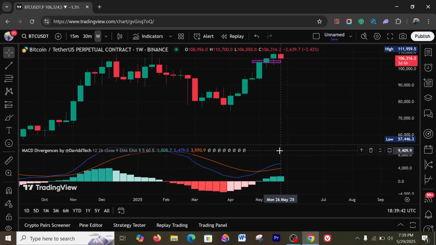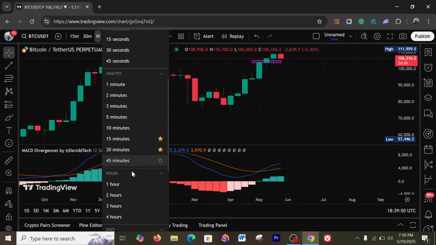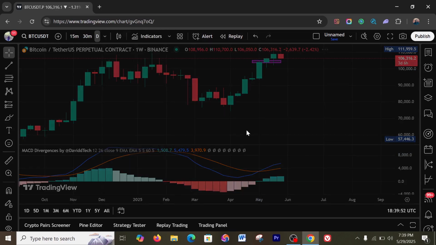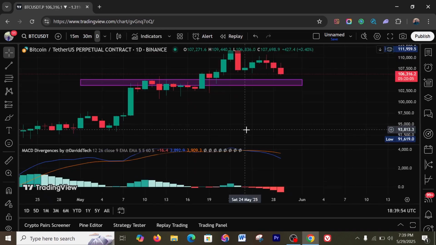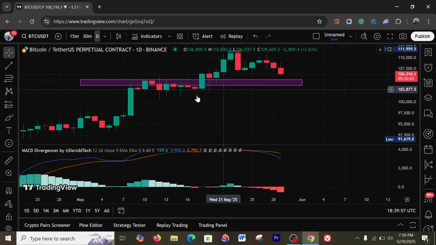And this is temporary, because if you switch this again to the weekly, you would notice that this is an uptrend. The bulls are in control on the weekly time frame, but the bears are in control on the daily time frame, which tells you that the correction is temporary, it's just for a while, and we're going to likely see it around this area.